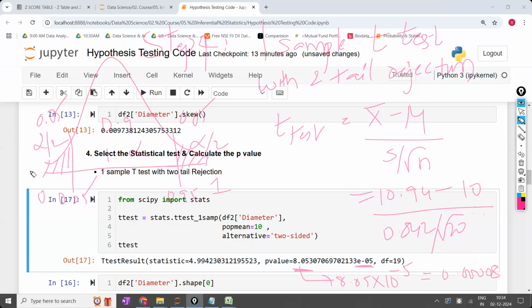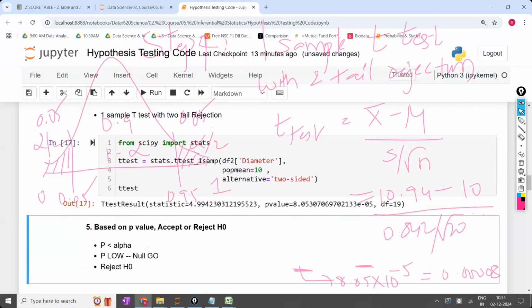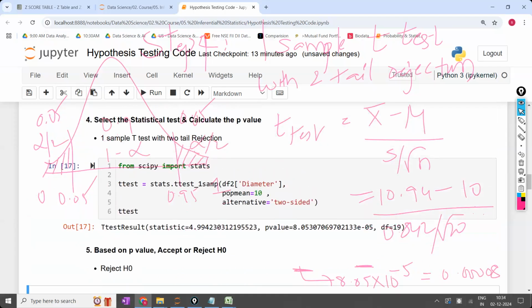Now, does it come under the acceptance area or the rejection area? Rejection area. It is even less than 0.05, so it comes under the rejection area. So should I accept or reject the null hypothesis? Reject the null hypothesis. Is the point clear? Reject the null hypothesis. Simple. Does anyone have any questions?